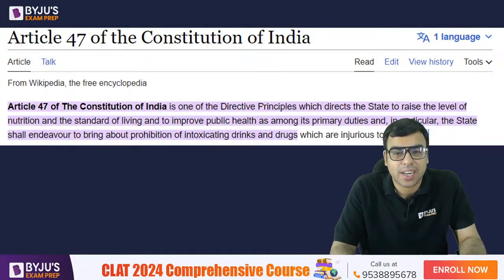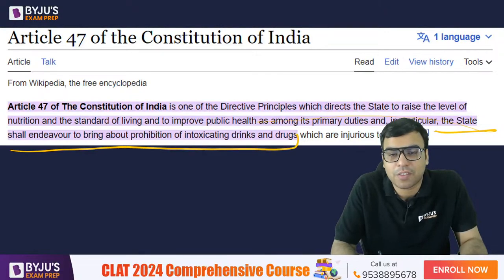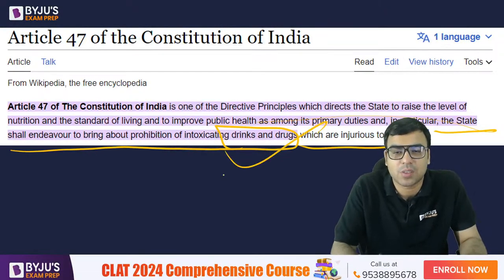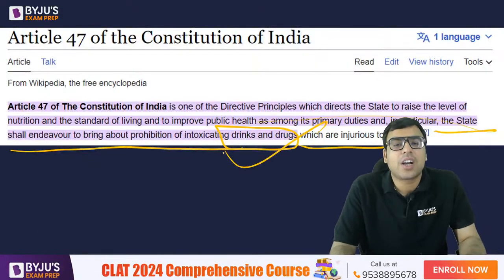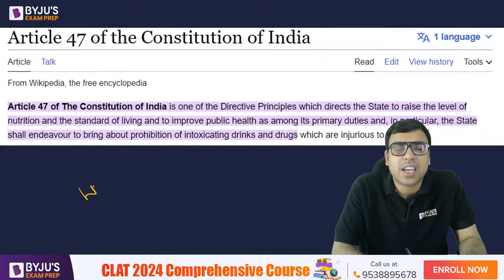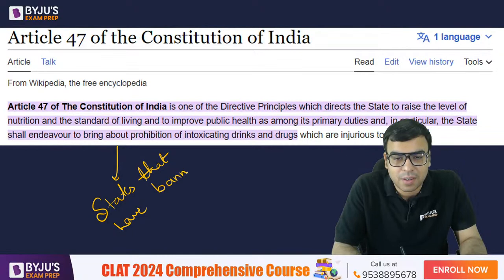If you read it, they have mentioned it: the state shall endeavor to bring about prohibition of intoxicating drinks and drugs which are injurious to health. So 1 is the right answer to this question. Can you tell me the names of some states that have banned liquor consumption? Can you please name some of the states?